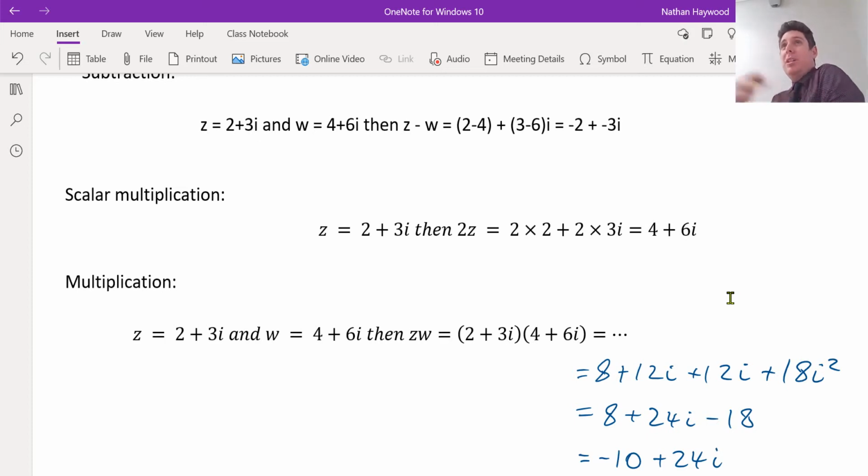Okay, so the multiplication is a bit more complicated because you'll usually have an i squared at the end, which you've got to convert to -1. Because the square root of -1 squared is -1. Okay, any questions?